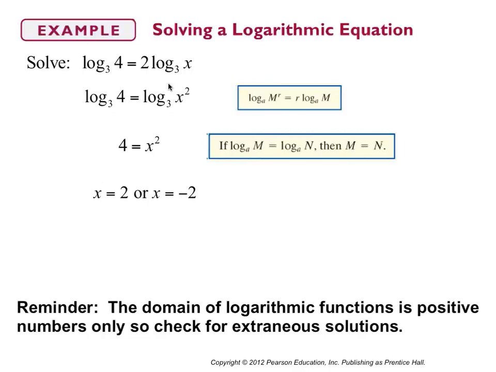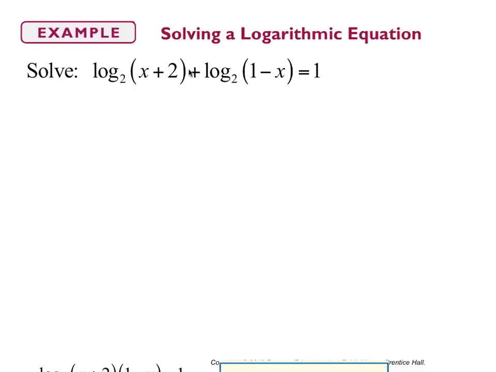Now, a quick reminder, the domain of logarithmic functions is positive numbers only. So you can't have 0, you can't have negatives. So you need to make sure you check for extraneous solutions when you're solving these equations. If you take negative 2 and plug it in here, we're going to have log base 3 of negative 2. Well, that's not going to be allowed, so that one is extraneous. So 2 ends up being the only solution.